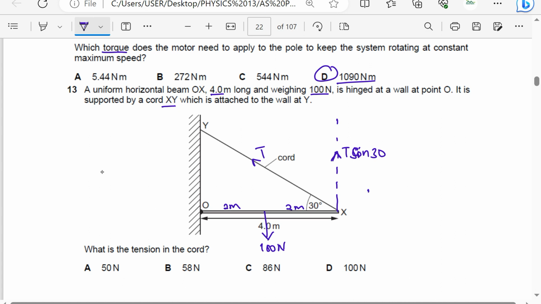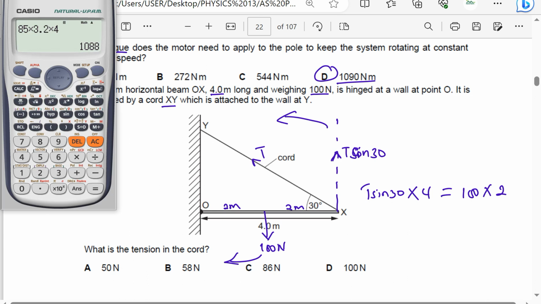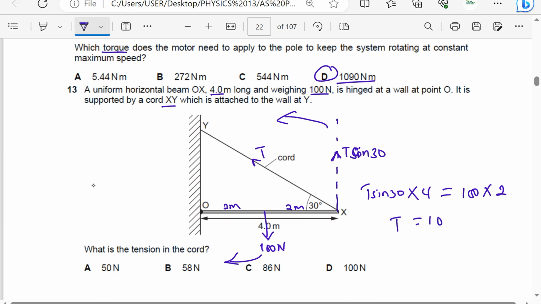I will just look at T sine of 30 times its perpendicular distance, which is 4 meters. This will be causing anticlockwise moment, and the weight will be causing clockwise moment. So this should be equal to 100 newtons times the perpendicular distance of the weight, which is 2. So I'll just check with my calculator. That is 200 divided by 4 sine of 30. So that means T is 100 newtons. So the answer is going to be D.